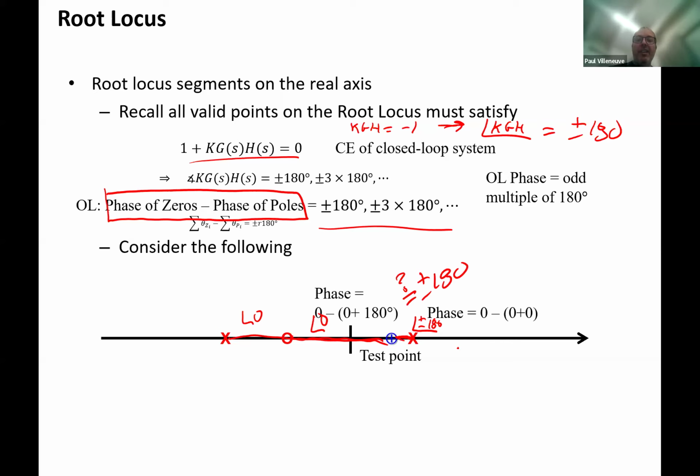So anywhere to the right over here is no good. Anywhere to the left over here is a check mark. Okay. So on the real axis, so far what we've seen, anything to the right of that first pole is not going to work. So far, we've done one point to the left, and it looks like it's good to go.